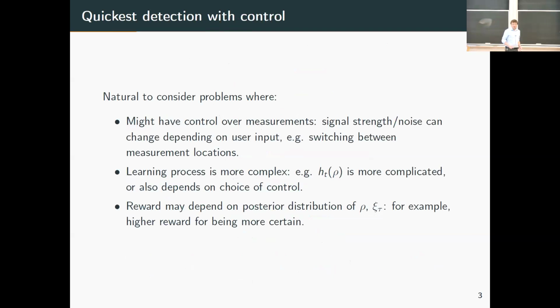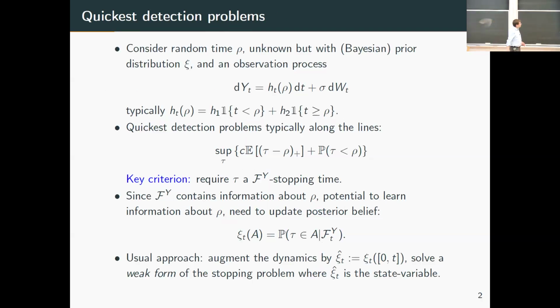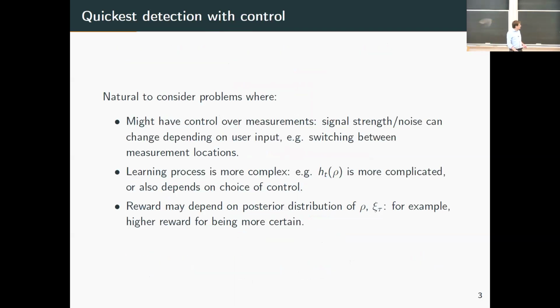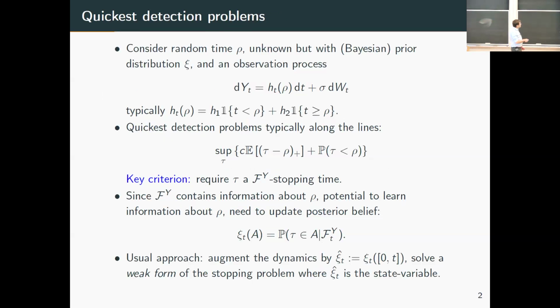I want to sort of think about what happens if you introduce other elements of control. So what could you have in this problem? Well, maybe I can control how I measure things. So maybe instead of just observing this H of rho, I have some box, and I can increase the signal strength.